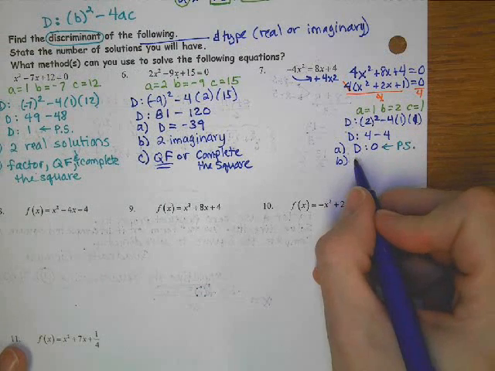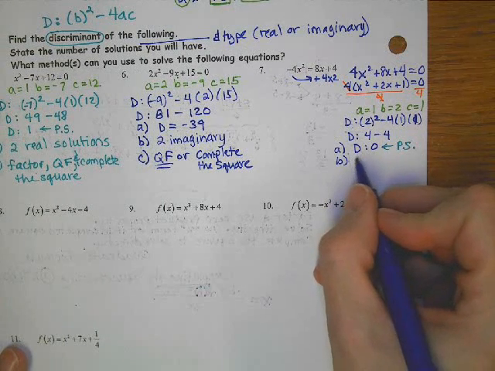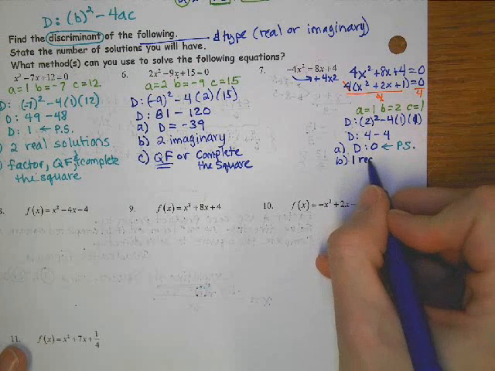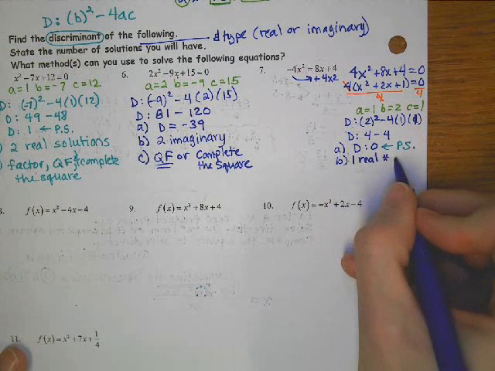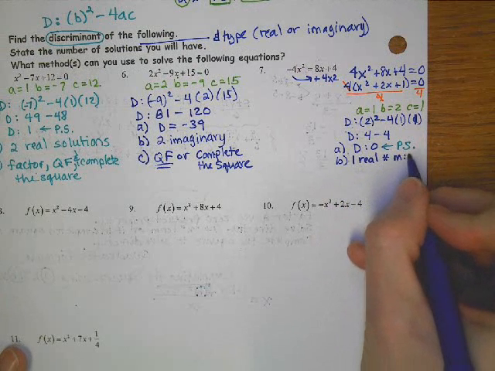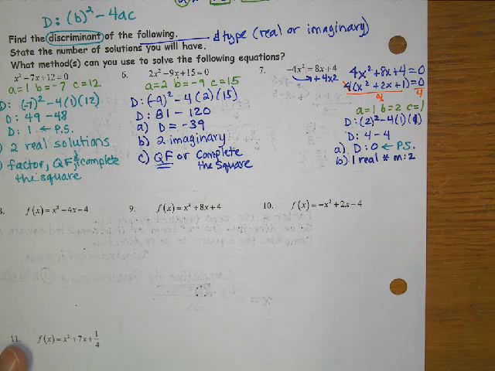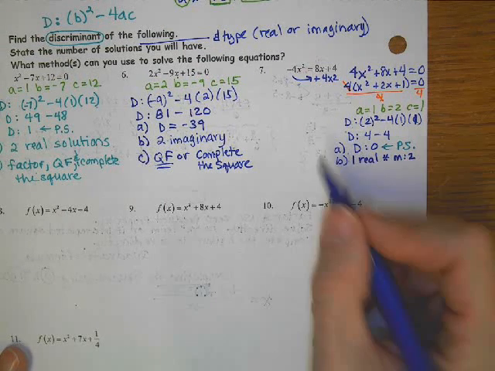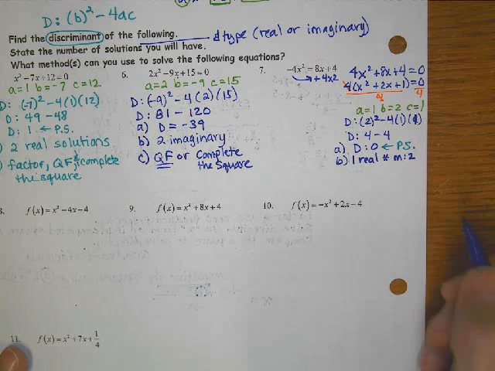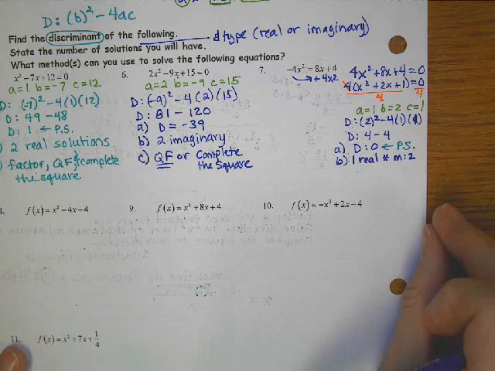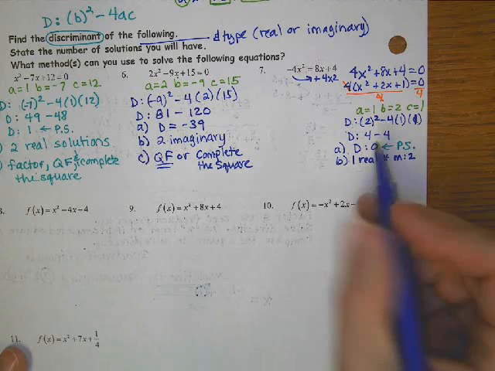All right, let's go back. So what that means is we have one real solution, but there's a condition here. It has a multiplicity of 2. And I want you to write that down because every quadratic has two solutions. It's just whether or not it's the same solution, two imaginary solutions, or two distinct real solutions.